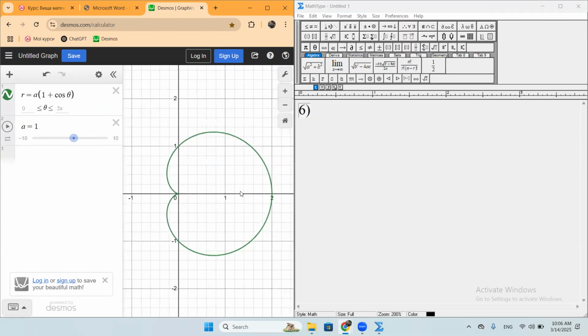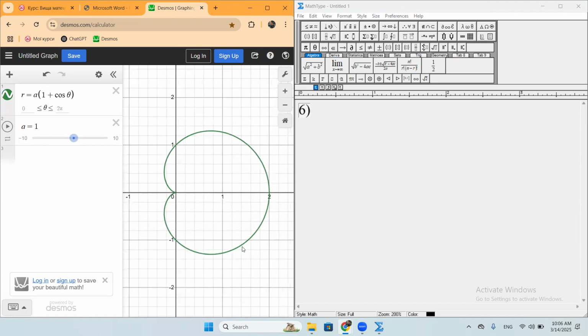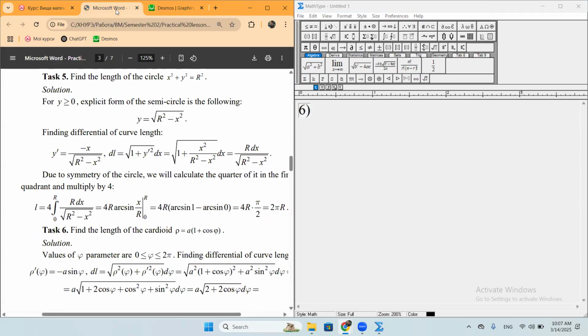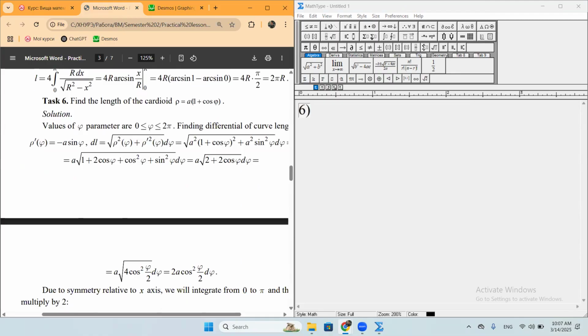So this is the cardioid, and values of phi are from 0 to 2π, but it will be enough for us just to integrate from 0 to π and multiply by 2. So, how to calculate it?